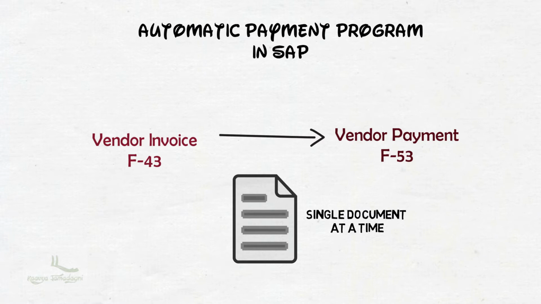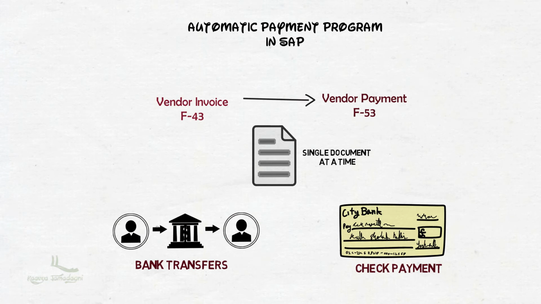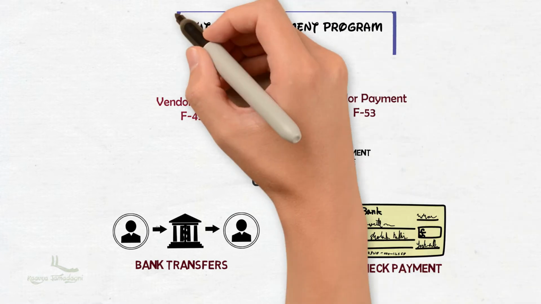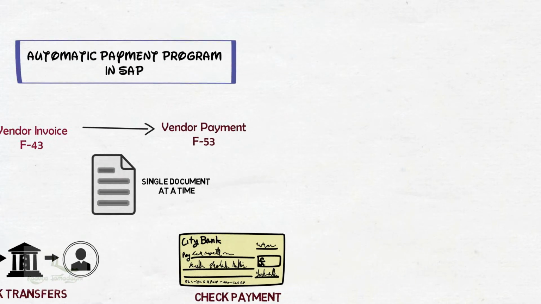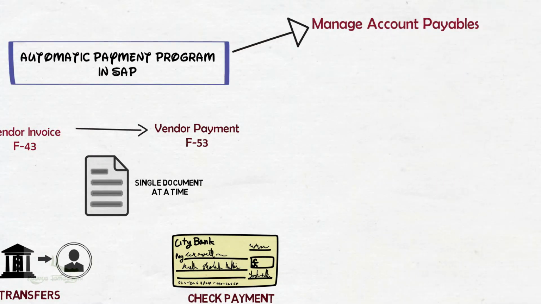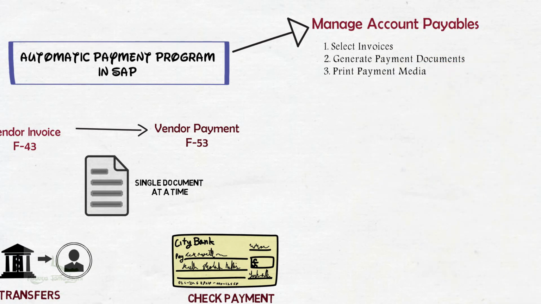Correct, right? Sometimes for some vendors, the company needs to make check payments and for some, they will require wire transfer. Hence, to fulfill this business requirement, we use the APP process, that is Automatic Payment Program in SAP. The Automatic Payment Program is a tool that will help the end users to manage the accounts payable. With the use of APP, the user can select the invoices that are to be paid and then generate the payment documents against the invoices.